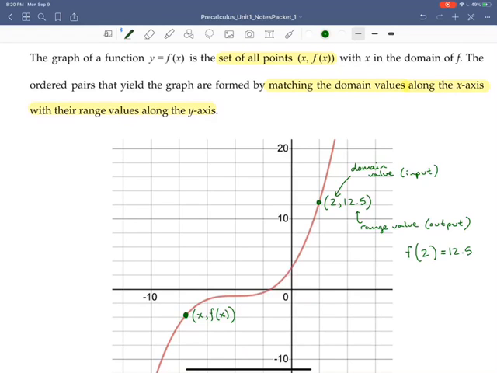We could also write the value of the function at x equals 2 is 12.5.